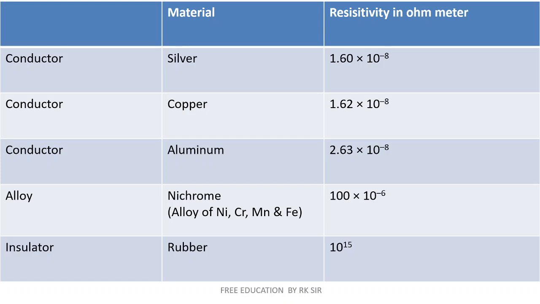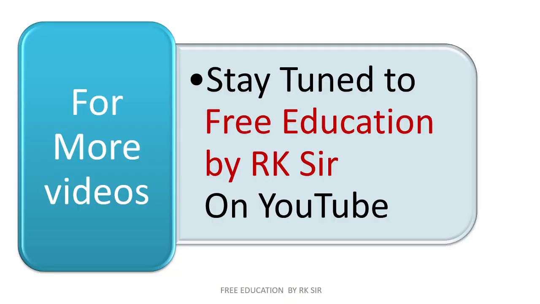The alloy nichrome has 100 into 10 raised to minus 6 ohm meter. Resistivity is expressed in ohm meter. And now see the insulator, rubber: it has a resistivity of 1 into 10 raised to 15 ohm meter. You need not remember these figures, they are just for your reference: conductors have lower resistivity, alloys have much higher resistivity than the conductors, and insulators have extremely high resistivity. Thank you.